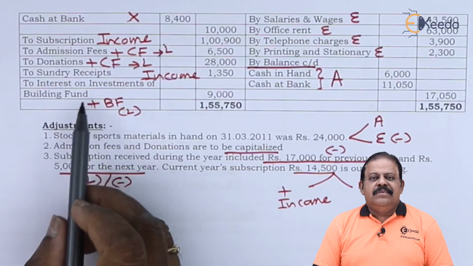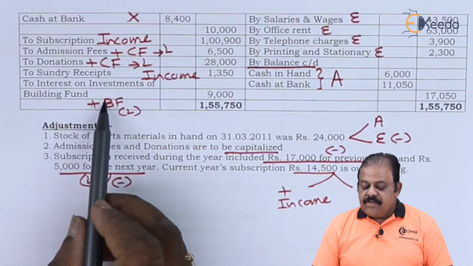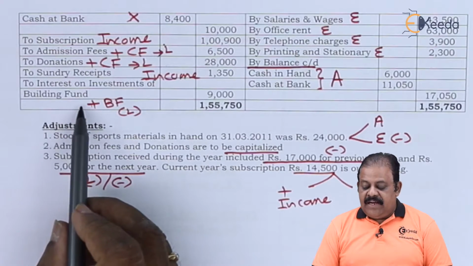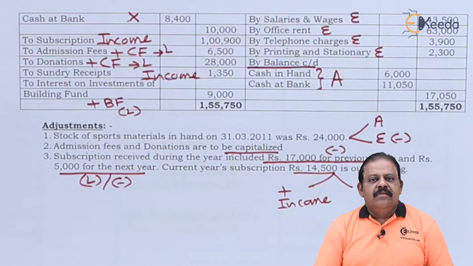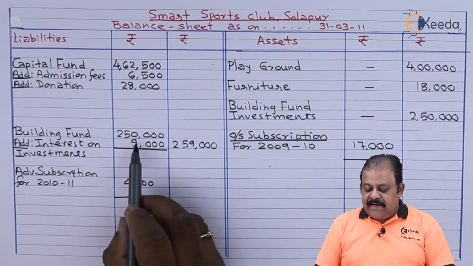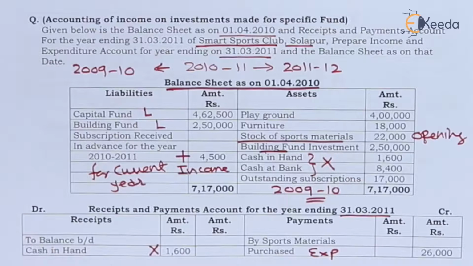Interest on investment of building fund 9,000. This item is in income on investment, but it is investment related to a specific fund, building fund. Therefore, this amount will be added to the fund and not shown as income. 9,000 added to building fund. Now it has become 2,59,000. Let us discuss now payments.